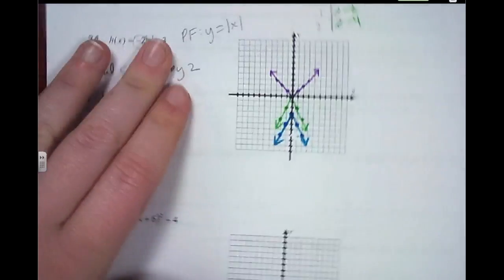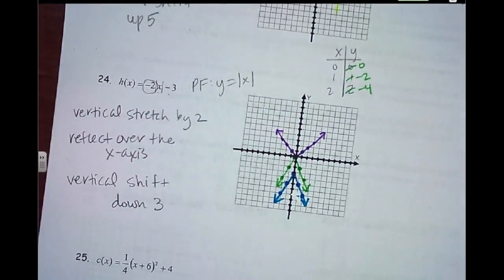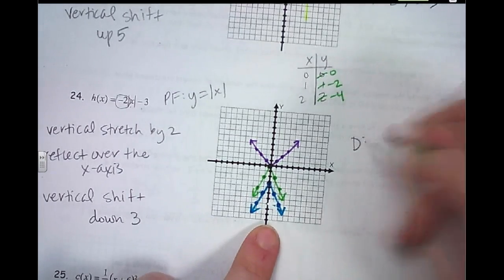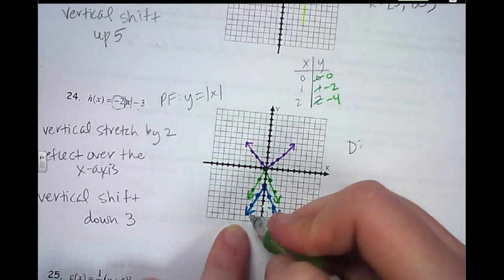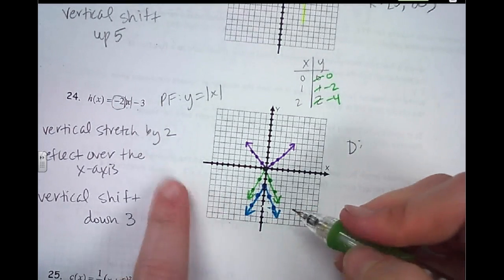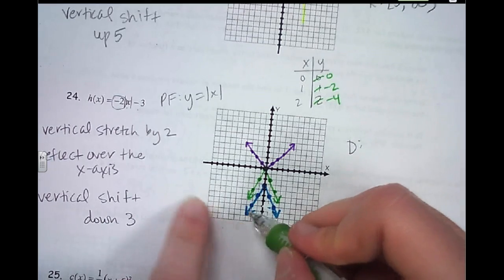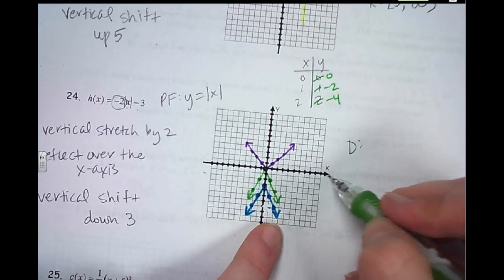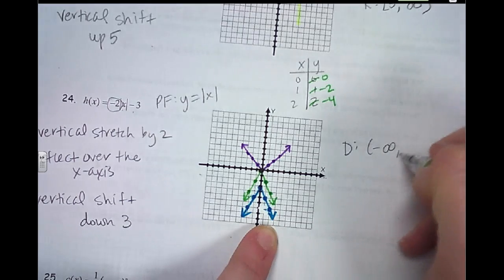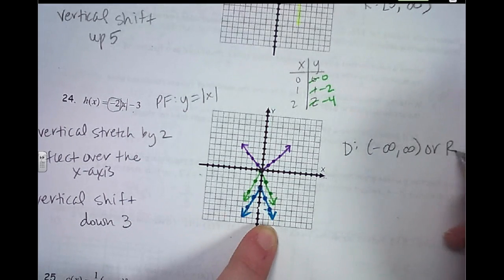Well, ignore that extra blue dot. Okay, so domain and range. So I'm looking at the blue one. Okay, domain. These arrows are going down, left to right. This is going out to negative infinity. This is going out to positive infinity. So negative infinity to positive infinity, or all real numbers.